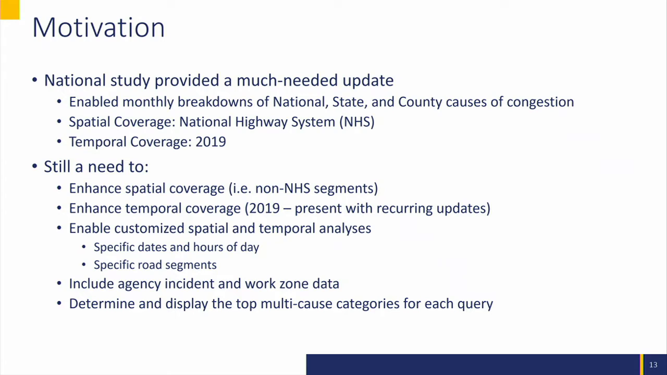So some of the benefits and challenges that we had to overcome: we wanted to enhance the spatial coverage. We originally did the national highway system because that's where we had volume coverage. You need volume estimates for this type of study, and we get those from the HPMS directly. They wanted to do non-NHS segments, which put the burden on the agencies to send us volume data for those roads, which they were willing to do.